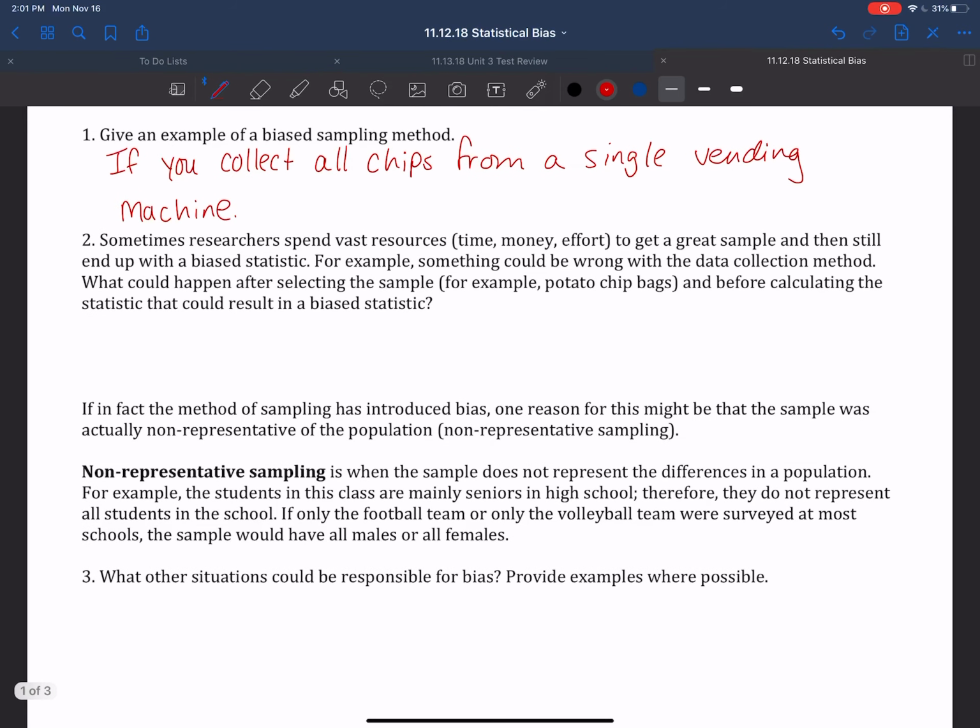Now it says, sometimes researchers spend vast resources, such as time, money, and effort, to get a great sample and then still end up with a biased statistic. For example, something could be wrong with the data collection method. What would happen after selecting the sample, for example, potato chip bags, and before calculating the statistic that could result in a biased statistic? So if you're weighing bags of chips and you're getting something that's way off the true population mean every single time, something that could be happening is that your scale is off. You could have an inaccurate scale. So the scale could be inaccurate.